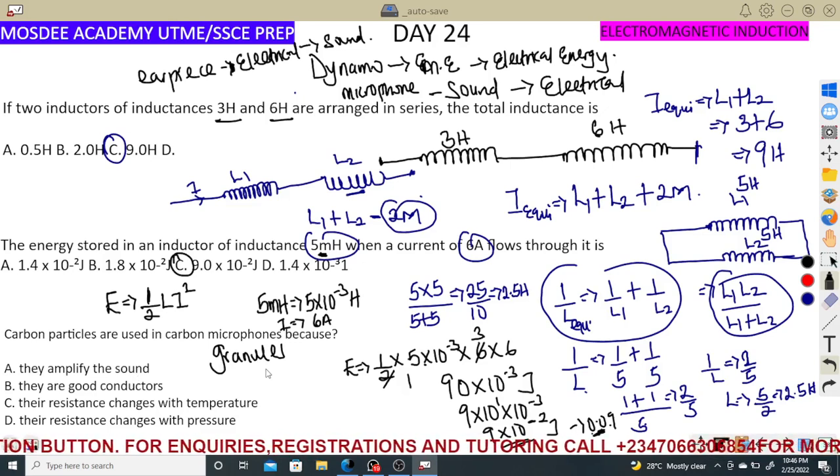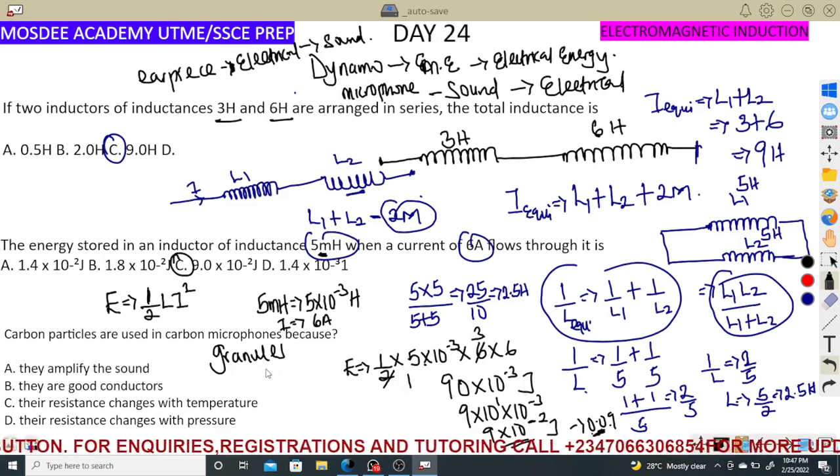The carbon granule prevents the air resistance. Resistance is what doesn't want the sound. If there is air resistance, what happens? The sound will reduce. So the carbon granule makes sure that the resistance coming with the sound is reduced, and it passes the sound to the diaphragm. So it reduces the amount of pressure or resistance formed inside the microphone.